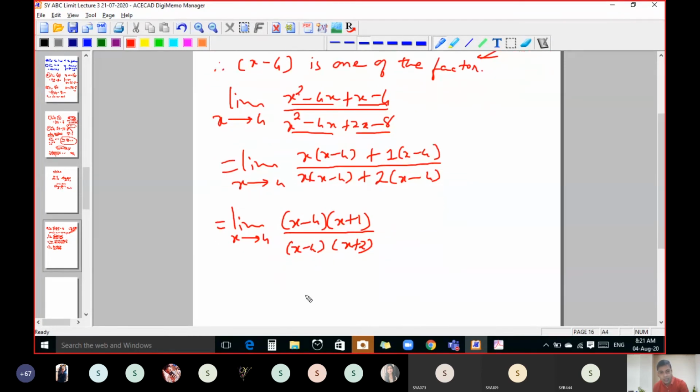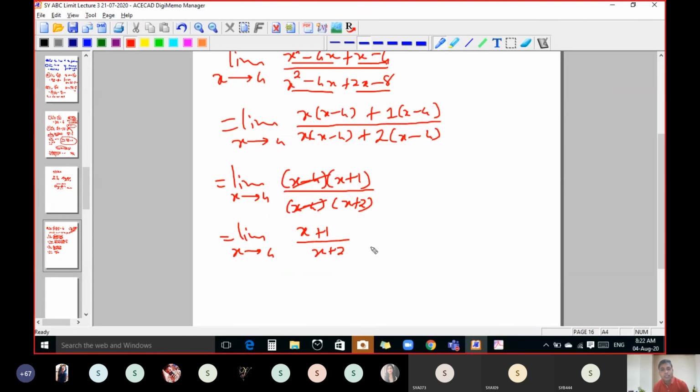And now if we put x equal to 4, directly we get 0 here, 4 minus 4 is 0, and you cannot cancel this. We are not able to cancel this if x is 4, but the meaning of x tends to 4 is that x cannot be 4. So now you can cancel this because x is not 4. So what is our remaining question? The remaining question is limit x tends to 4, x plus 1 upon x plus 2. That is the remaining part.